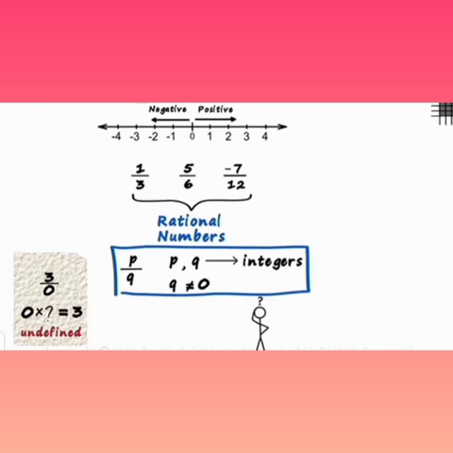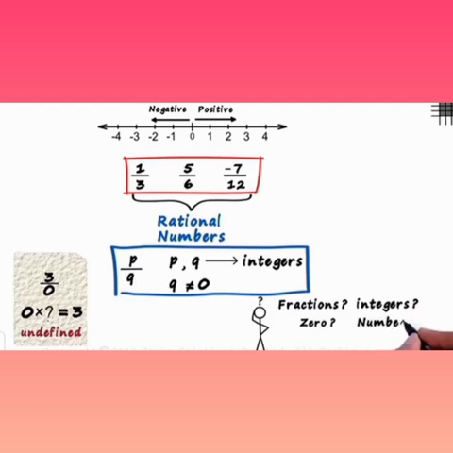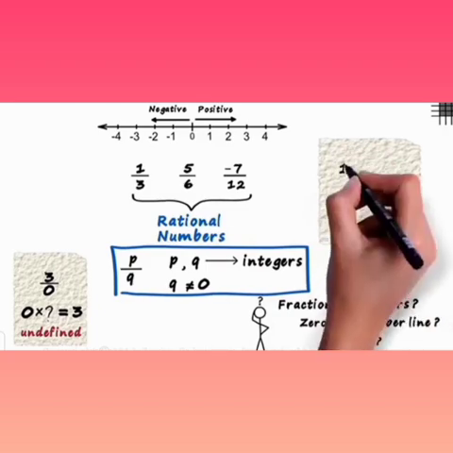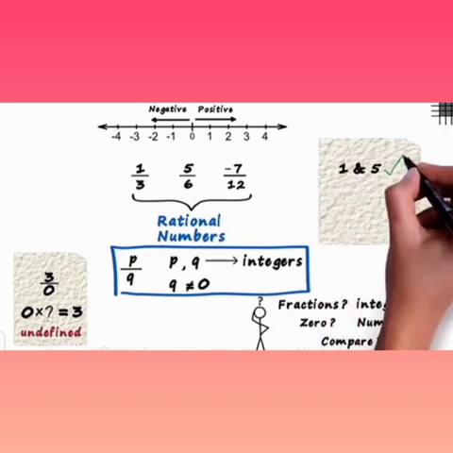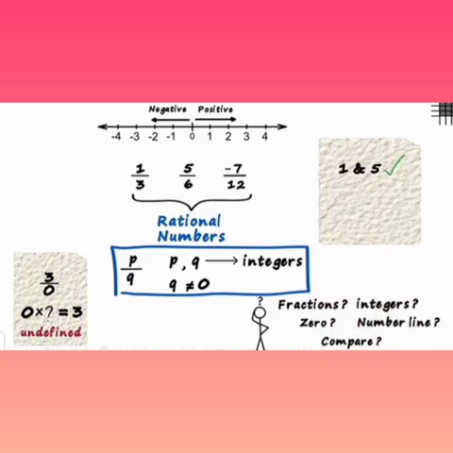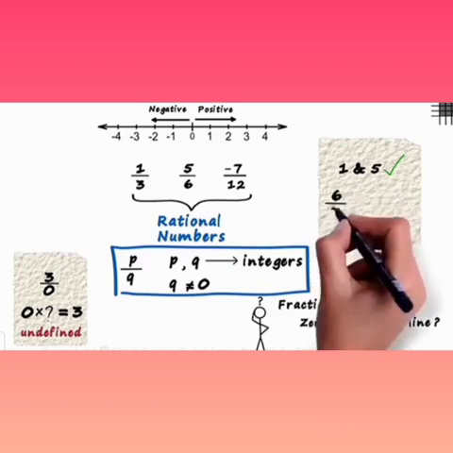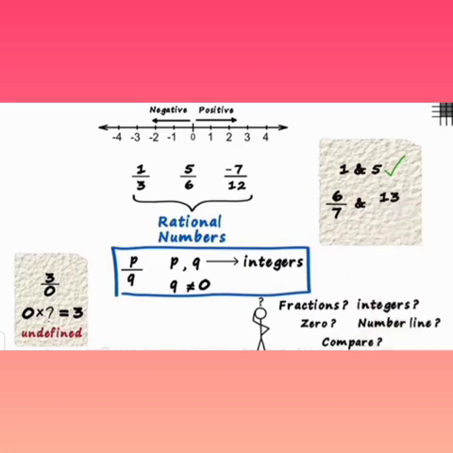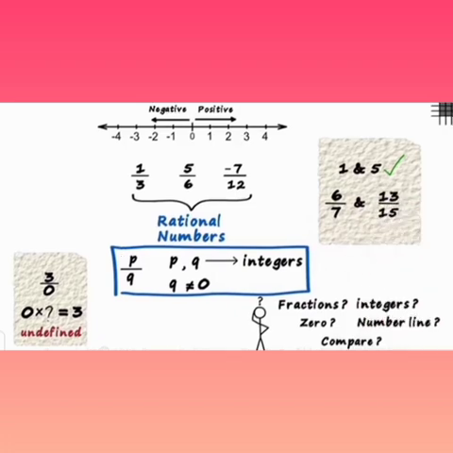There are many questions that should pop up in your head when you see this definition. What is the difference between rational numbers and fractions? Are integers classified as rational numbers? What about 0? How do we plot such numbers on a number line? And how do we compare two rational numbers? For example, if you are asked to compare 1 and 5, you could easily say that 5 is greater of the 2. But what if you are asked to compare numbers like 6 by 7 and 13 by 15? How will we find out which one is greater?